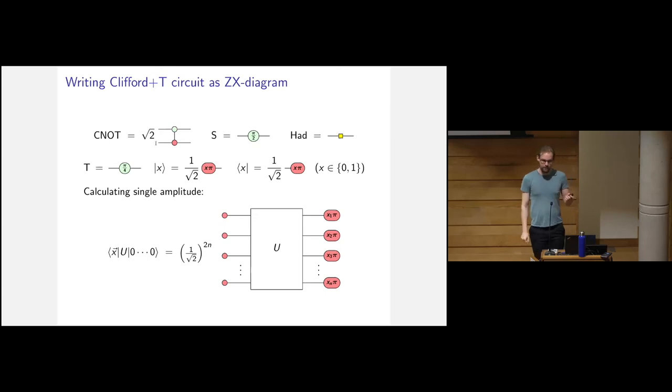For instance, if I want to represent a single amplitude of a quantum circuit, I input all zeros and I check what's the amplitude that I get this outcome x, and I can represent this as a ZX diagram where U is decomposed using these gate representations of a ZX diagram. So this just represents a scalar, right? There's no inputs or outputs, just a complex scalar value. This is for a single amplitude.